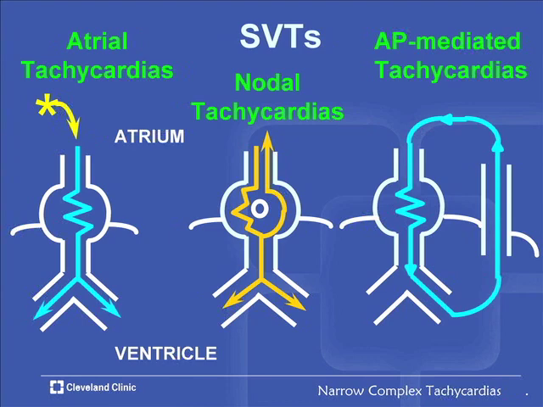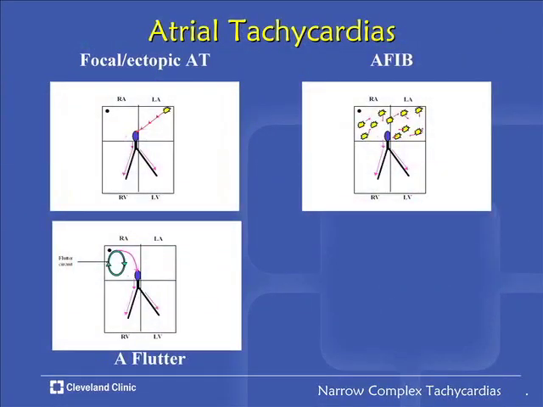So what kinds of tachycardias do we have that could be originating from above the ventricle? We have three kinds. It could originate from the atrium, it could originate in the AV node, or it could originate from an accessory pathway, and we call that accessory pathway mediated tachycardia. The reason we still call it supraventricular tachycardia is because the AV node and the atrium are still part of the circuit and still part of the tachycardia. So let's study each one of these at a time.